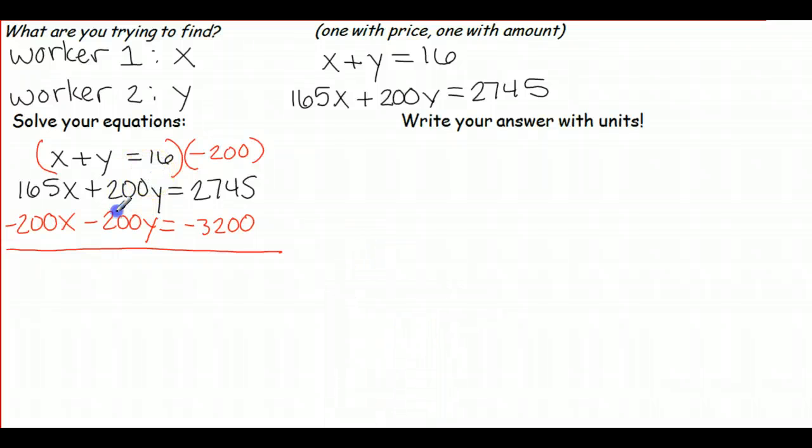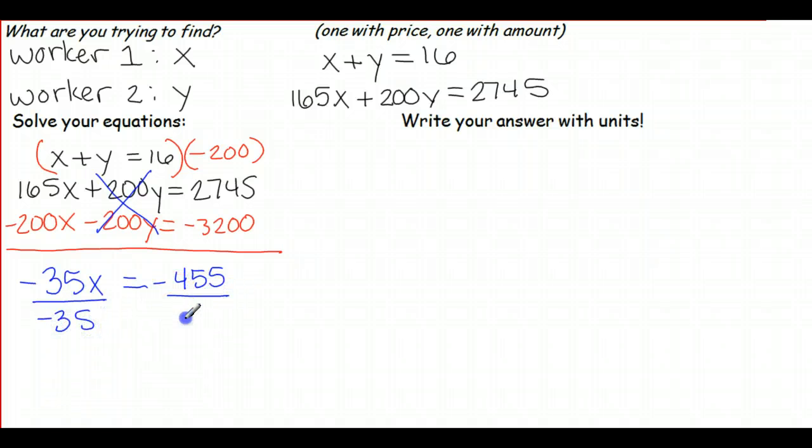Alright, so now I can combine my two equations. When I do that, again, remember I was eliminating my variable y. So 165 minus 200 would be negative 35x, equals 2,745 minus 3,200 gives us negative 455. To solve for x, we're going to divide both sides by negative 35. And when we do that, we get that x equals 13.